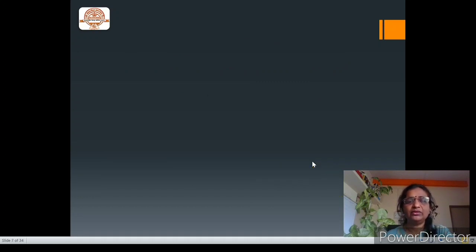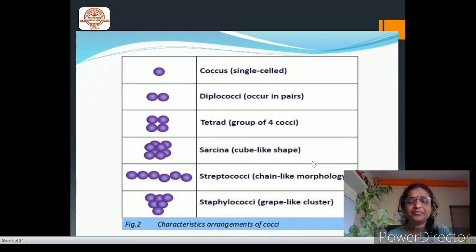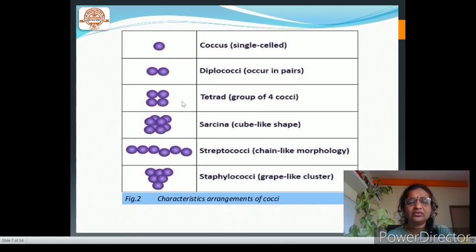So now how do they look? Here, these are the sketches for cocci, arrangements of the cocci. This first is the single coccus. Next is the diplococci, pair of cocci. Third one is the tetrad. This is the tetrad, group of 4 cocci.